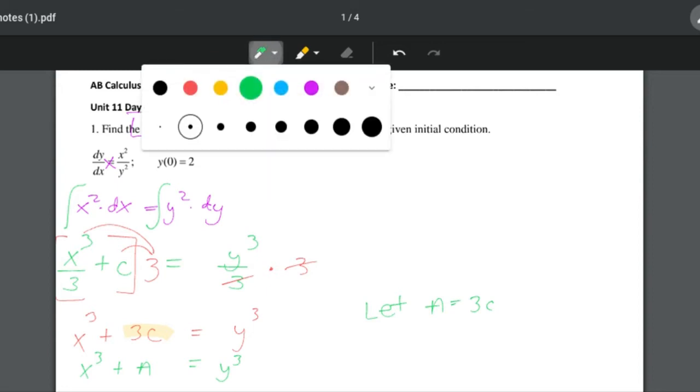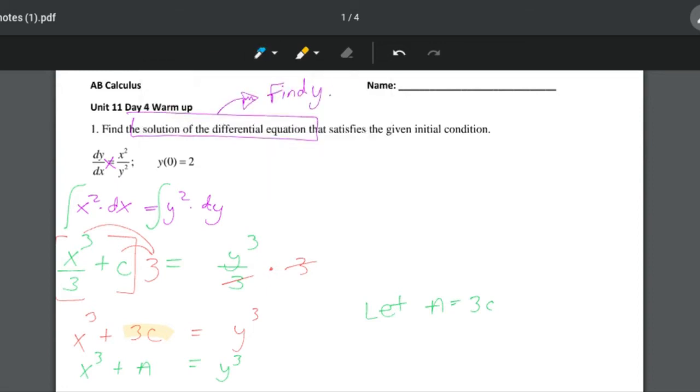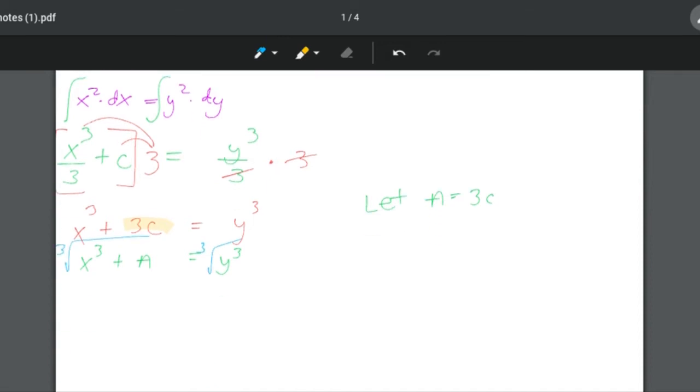We're trying to solve for y. We need to get the y by itself, so we should cube root both sides. And that really gets us y. I'm going to switch sides. We're going to get y equals the cube root of x to the third plus a. And that's basically your answer right there. I'm going to star that. Basically the answer, but we have to find a.